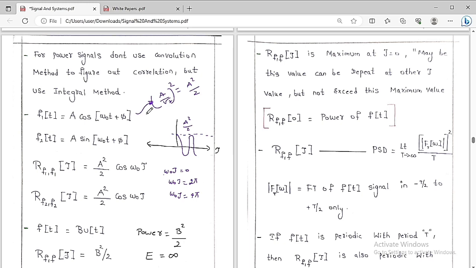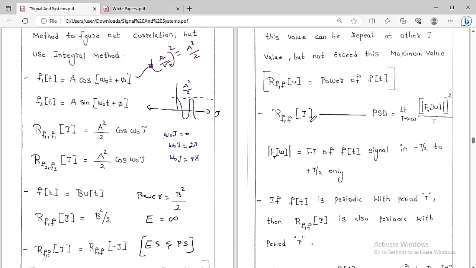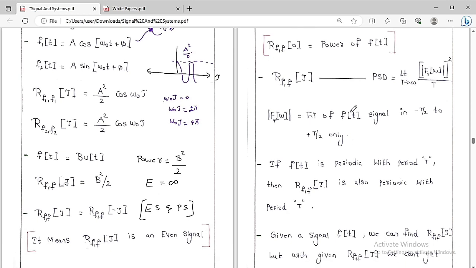Then the next point is the Rff of tau. The Rff of tau is nothing but, if you try to find the Fourier transform of this one, we are going to get the power spectral density. For an energy signal it means energy spectral density. For a power signal it means power spectral density, which is equal to limit T tends to infinity of mod F of omega, mod F of omega whole square by T.